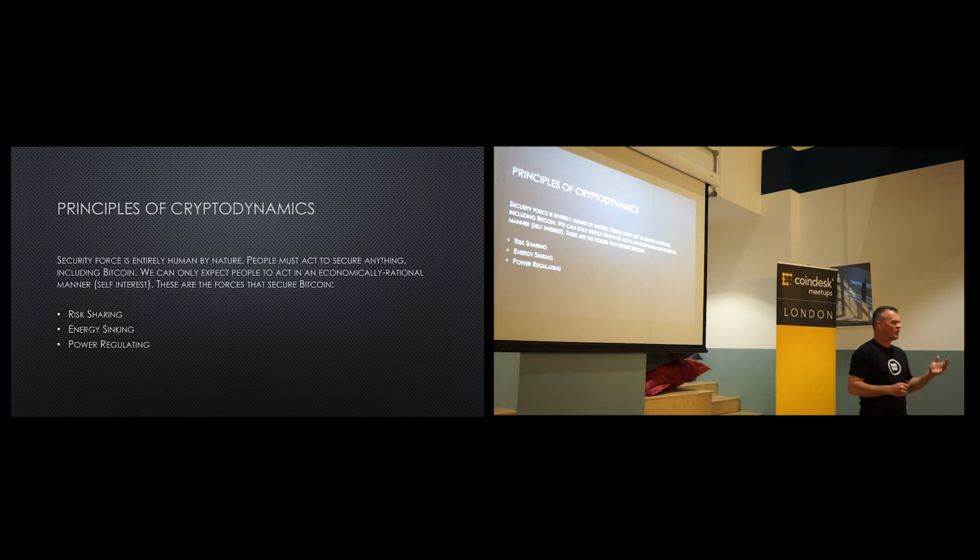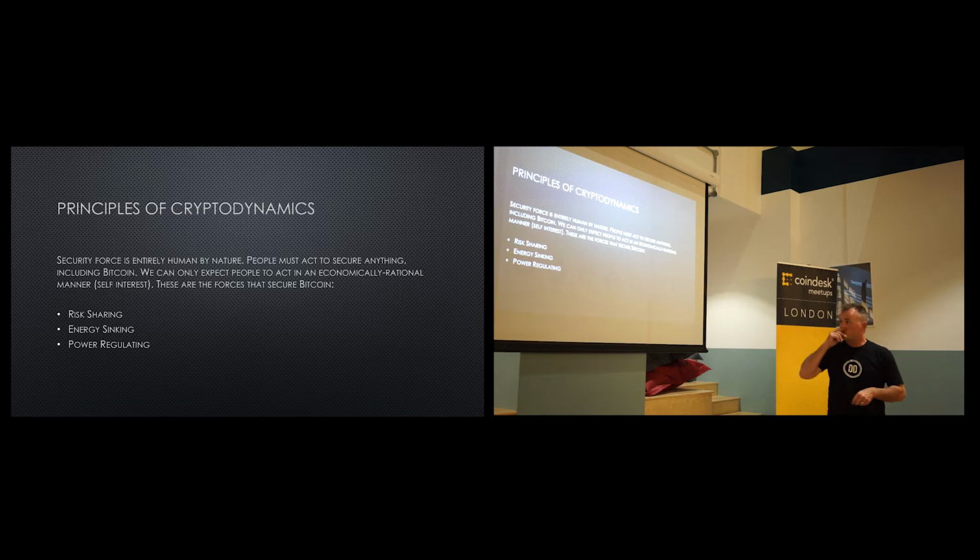I don't mean there's some cryptography that secures the money. That's not true, right? It's like saying guns secure your house. They don't. You do when you pick them up and point them at somebody. The metal, the springs, the gunpowder, it doesn't do anything. So it's the same with Bitcoin. It's not the cryptography that makes it work in terms of security. So people must act to secure anything, including Bitcoin. We can only expect people to act in an economically rational manner, which means, again, they're not going to charitably support Bitcoin. They're going to do it in their self-interest.